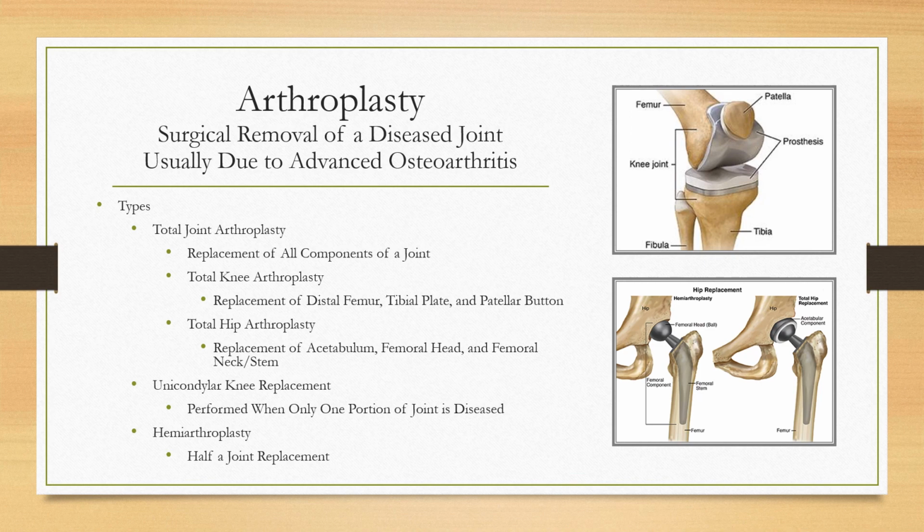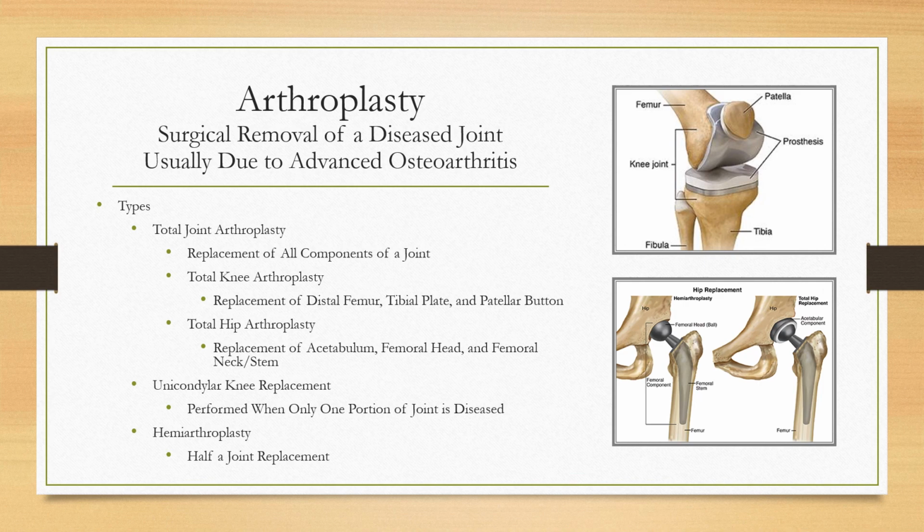Which joints are typically replaced, most commonly? Knee and hip. Okay, so it would be knee, hip, maybe an elbow, or maybe a shoulder. Frequently it's those weight-bearing joints of the knee and the hip.